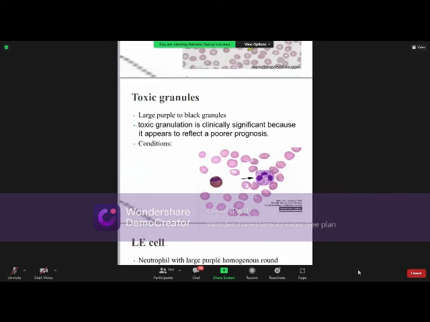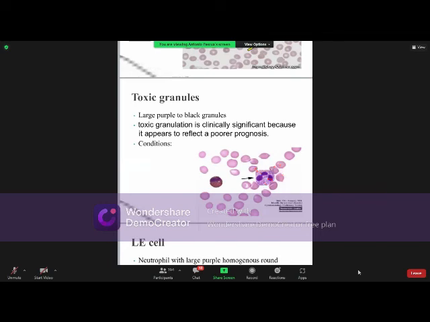Anong ibig sabihin ng artifactual? Meaning to say, there has been technical errors on why your cells develop toxic granulation. Sir, what's the technical error? It's poor staining of your smear. Okay? You failed to stain it well. You failed to use the appropriate stain. You failed to filter out your stain. So that's why there may be certain toxic granulation on your cells. But physiologically, you may have these toxic granules pag meron kang infection or toxic states.